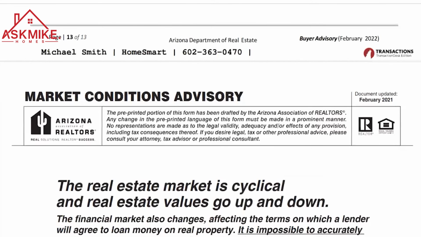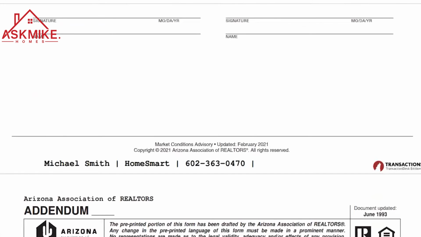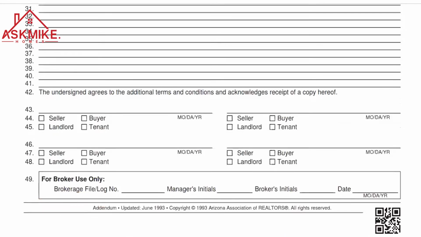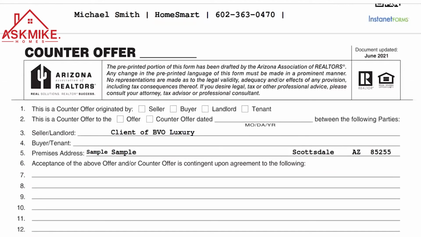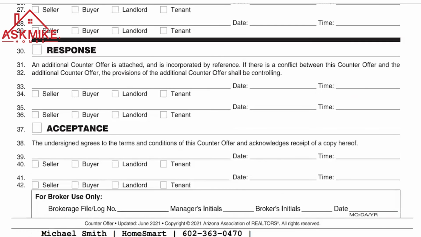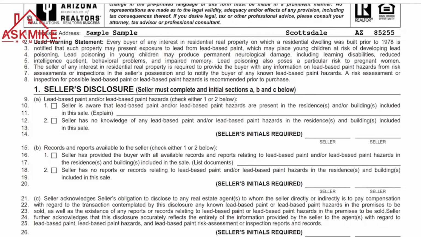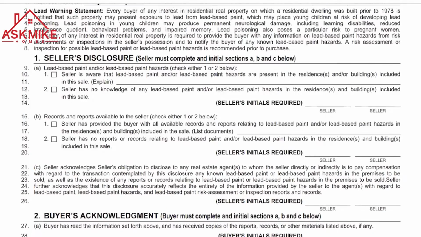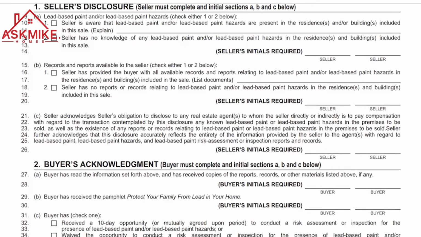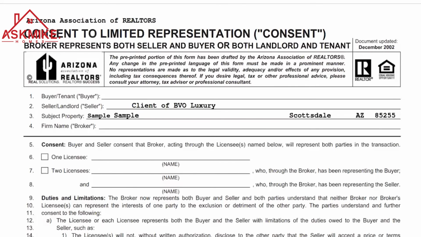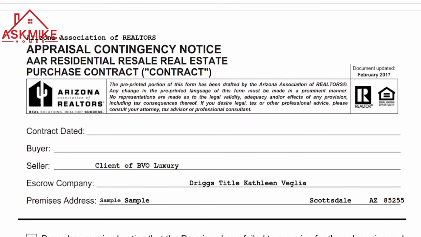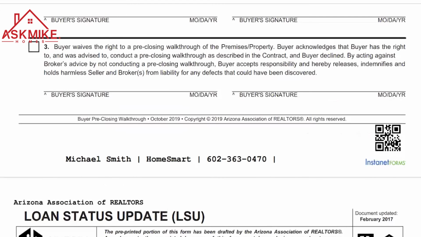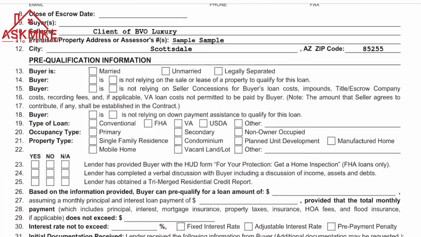So the next one is a market conditions form. We talked a little bit about that. The next thing is an addendum should anything change in the contract. This would override the existing contract. Here's the counteroffer form that you could utilize. Now these forms are not available to anyone other than realtors, and if a real estate agent gives it to you, that can be a problem. Here's the lead-based paint, consent to limited representation, appraisal contingencies. There's your buyer's final walkthrough, pre-closing walkthrough, a loan status update form.